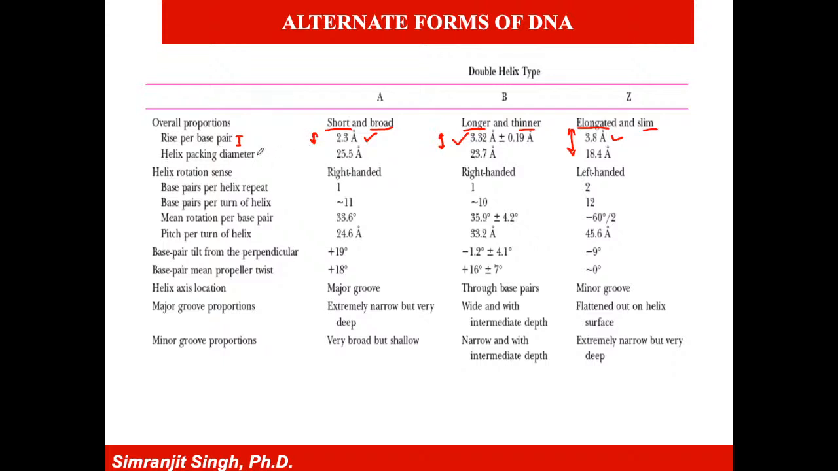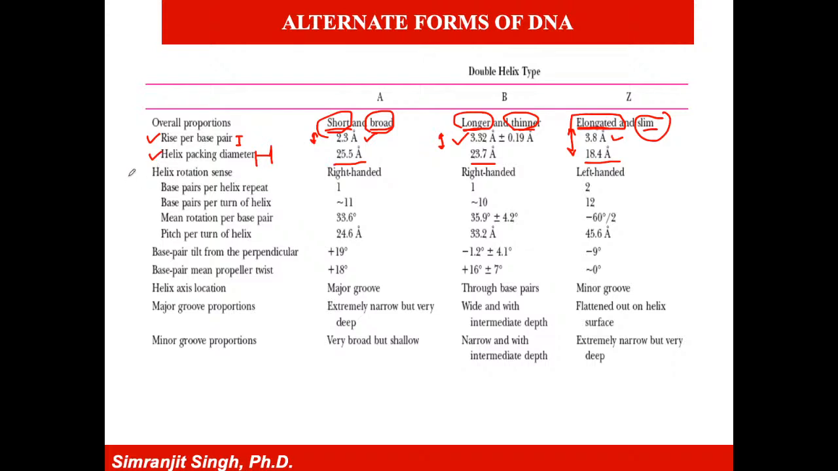And this is the diameter, how much the diameter is. So this one is around 23, this is 25, and this is 18.4. That's why this is the slimmest, this is thinner, and this is broader. And height-wise, this will be shorter, this will be longer, 3.32, and this will be elongated. So these two features explain the main difference between A, B, and Z DNA.